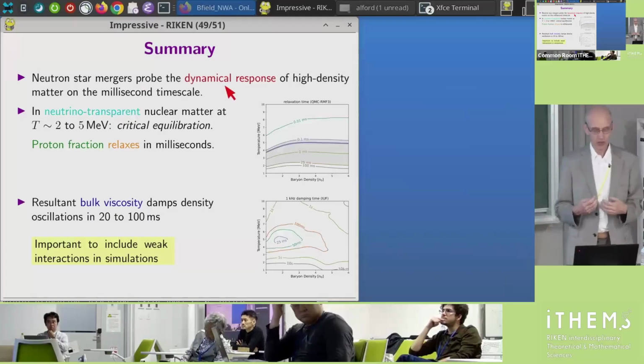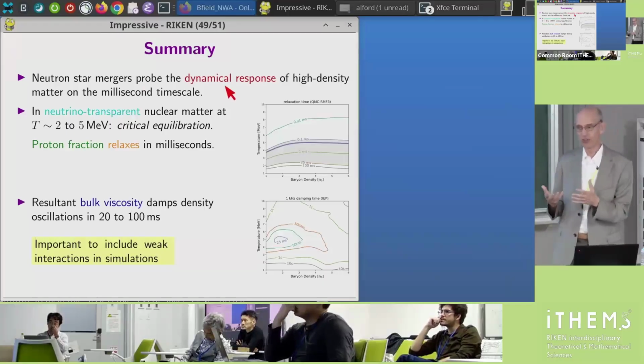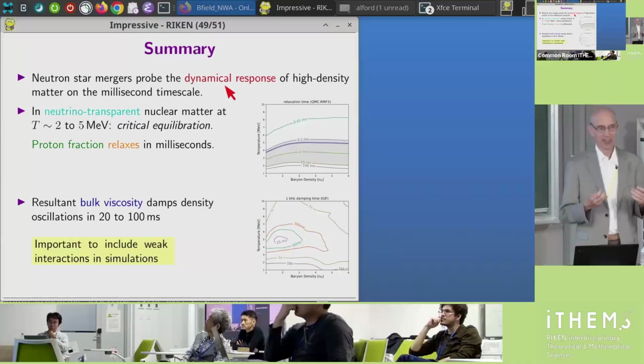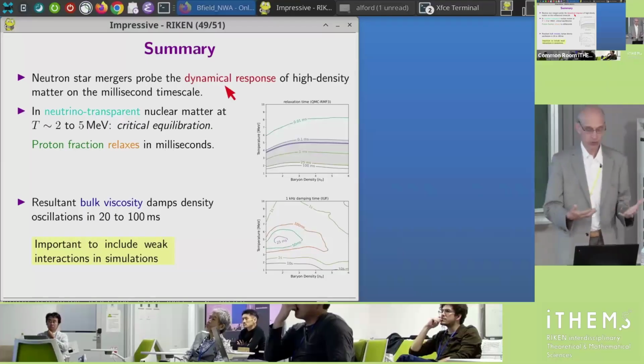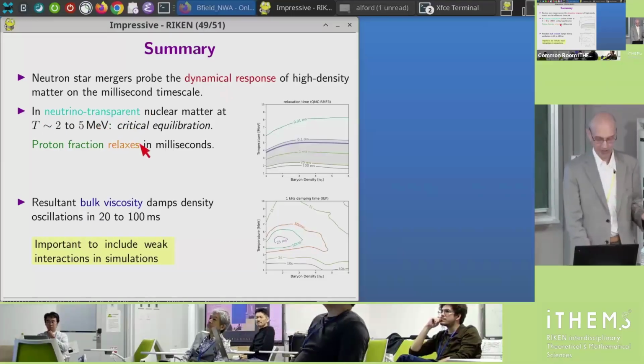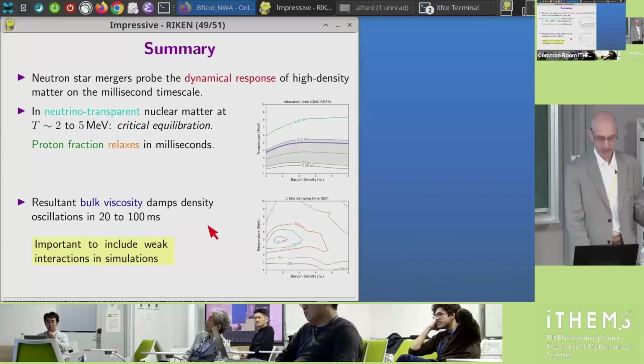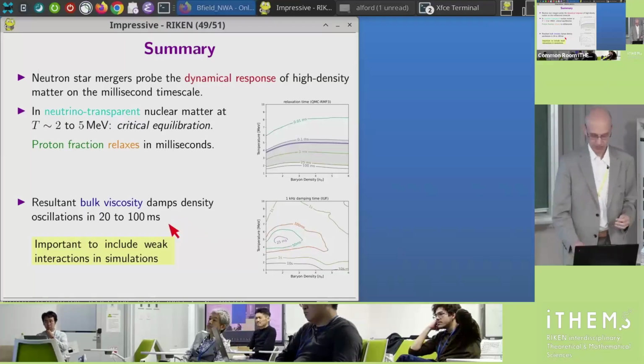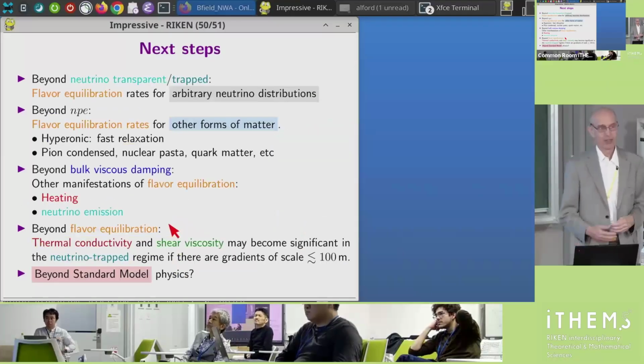So what happens in the merger depends on dynamical properties, static properties too. The equation of state is a static property, but my whole point here is dynamical properties out of equilibrium, relaxation to equilibrium, whatever you want to call it. Those sorts of properties are also important because the merger is a highly dynamic process. We saw that in neutrino transparent matter, at these sort of single-digit MeV temperatures, you get proton fraction relaxing on the time scale of the mergers, and the resultant bulk viscosity is damping density oscillations in this 20 to 100 millisecond time scale.